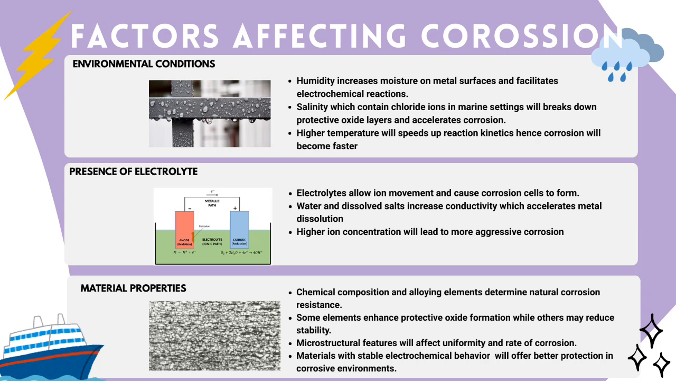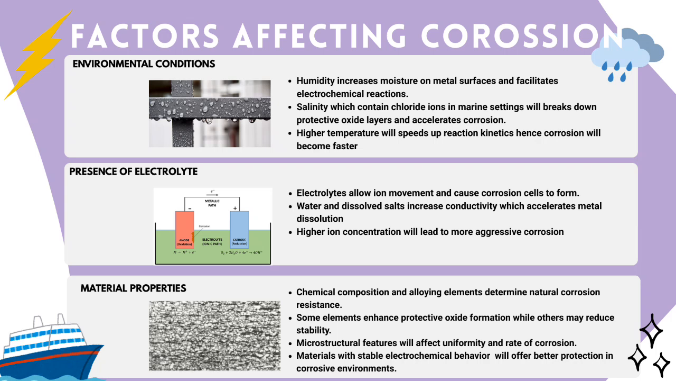So next, we will talk about the factors affecting corrosion. The first factor is environmental condition. Conditions like humidity will increase the moisture layer on the metal surface, which helps to form electrolyte films and makes electrochemical reactions easier. Other than that, salinity, especially in a marine setting, adds chloride ions that break down the protective oxide layer. So this will increase the corrosion. Higher temperature also increases reaction rates and leads to faster corrosion.